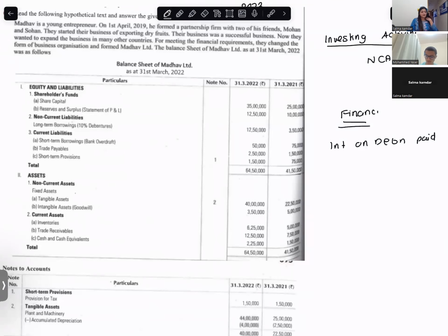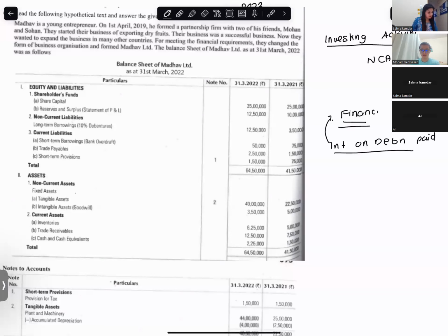Can you give me the two effects of interest on debentures paid? I am asking about interest on debentures, the effects of interest on debentures. This is a financing activity, right? Yes. The first effect is that it is a financing activity. Investing activity is dividend received.